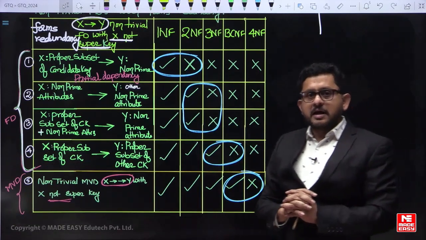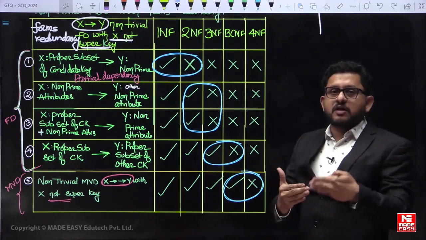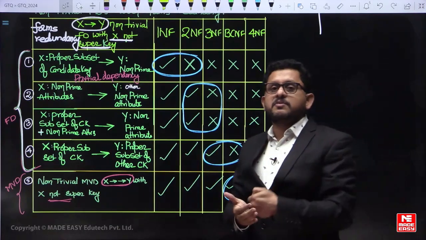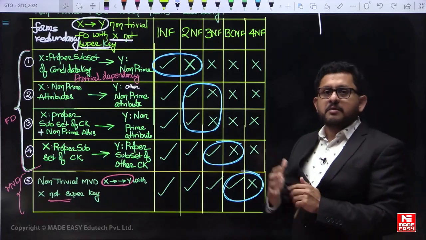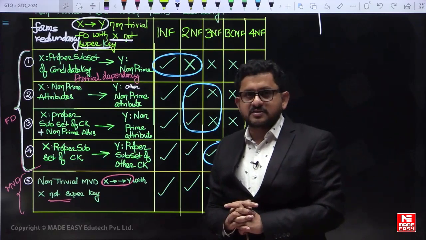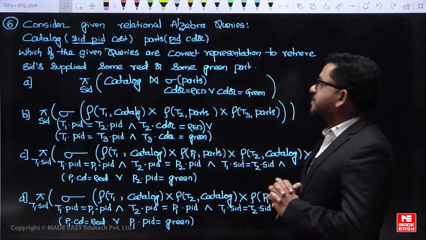The normal definitions of 2NF, 3NF, BCNF we use only while solving problems of finding the highest normal form, but we will also be handling theoretical questions related to normal forms. Better to use this kind of comparison, right? Let's see one more question. This is from the query, relational algebra questions.